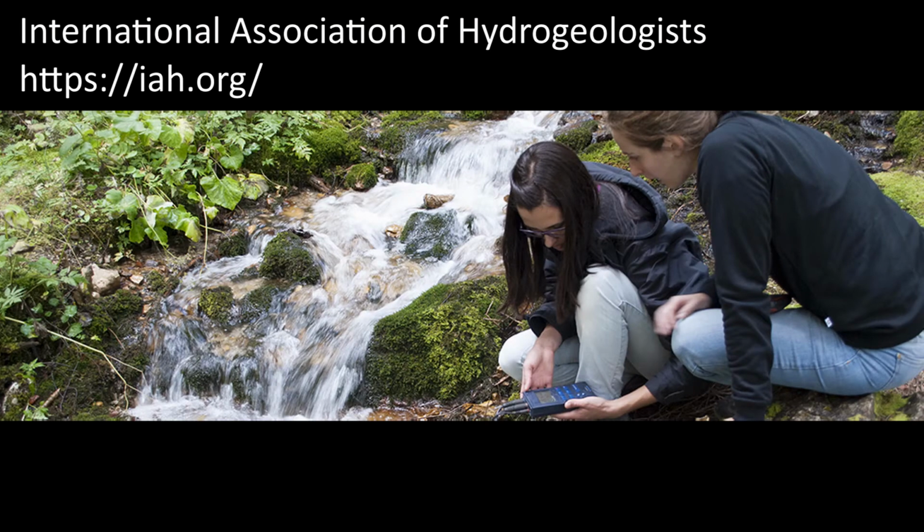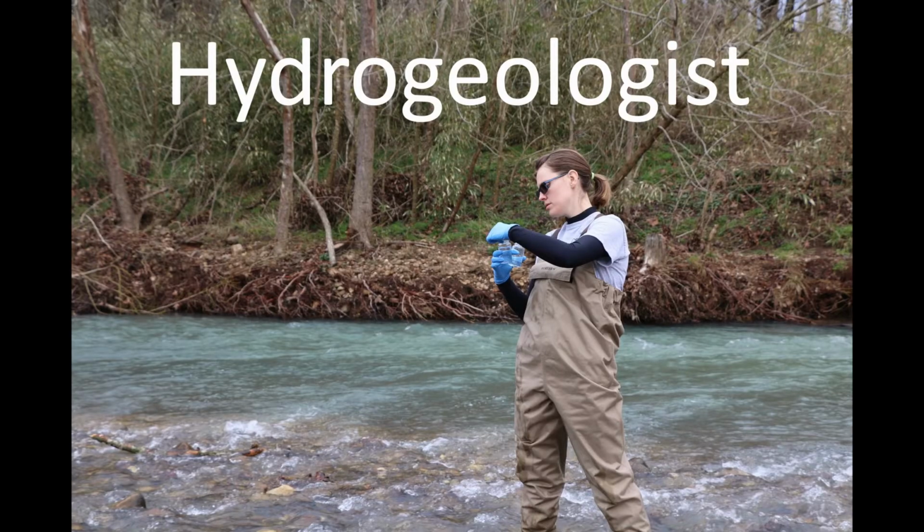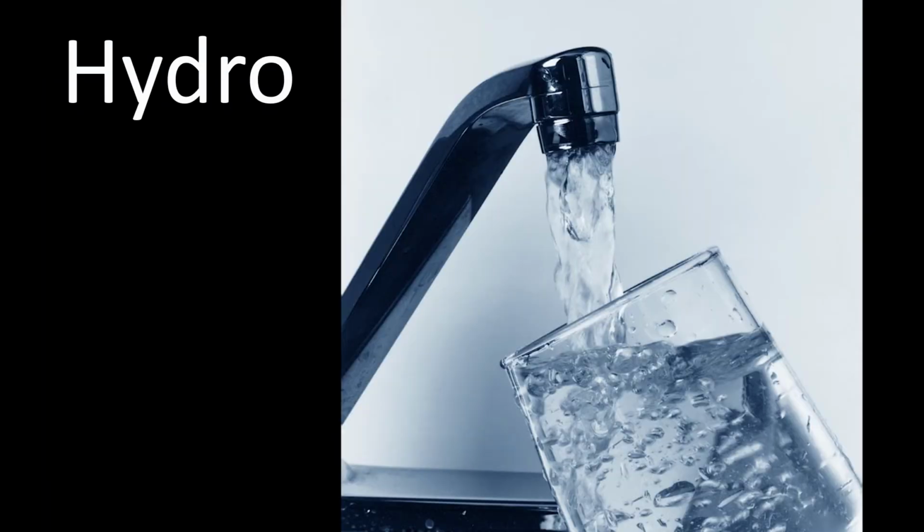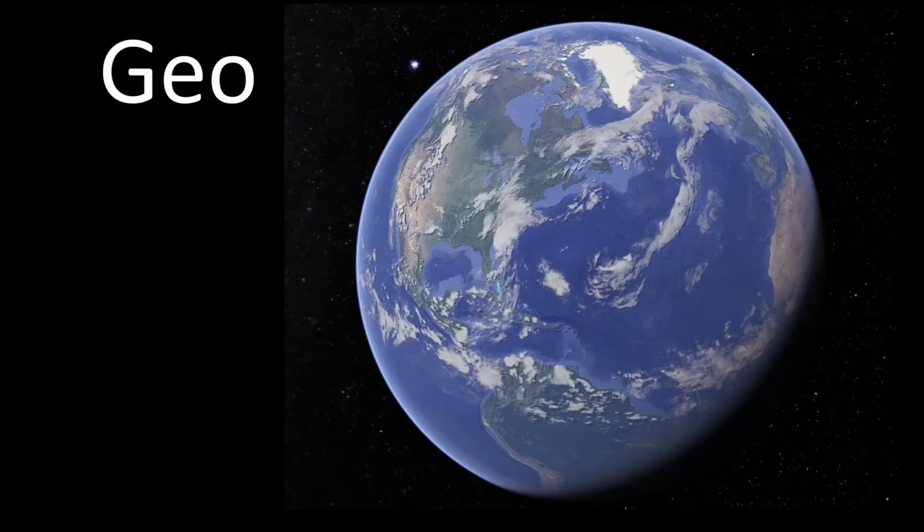A scientist who studies how water interacts with and flows through rock is called a hydrogeologist. The word hydrogeologist has three parts: hydro, geo, logist. All three parts come from the Greek language. Hydro means water. We drink water to stay hydrated. Hydro, hydrated. Geo means earth, like the sport geocaching.